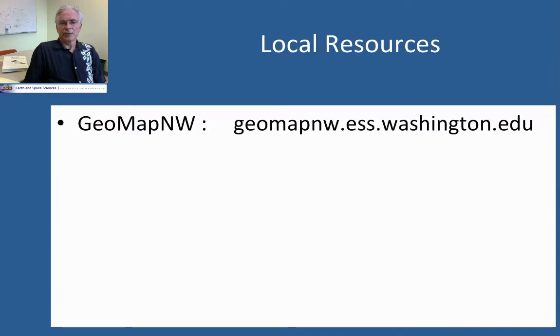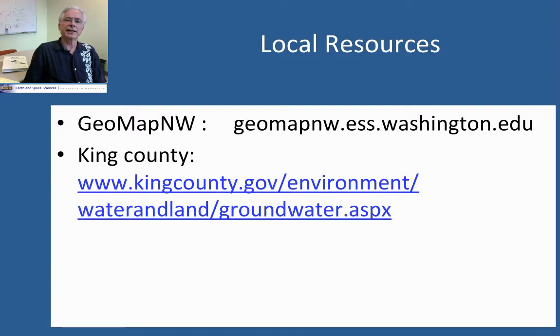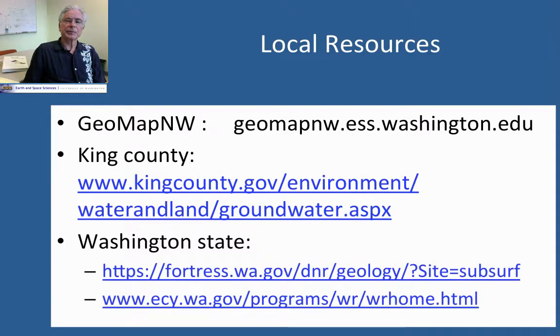At the University of Washington, we have had a very active research group called GeoMap Northwest. I've given their website. Unfortunately, they have an operation suspended as I make this video. Their website is still active and the resources are still available. Now, King County has a very nice set of groundwater web pages with the availability of all kinds of data for download. Washington State has two sites of interest.